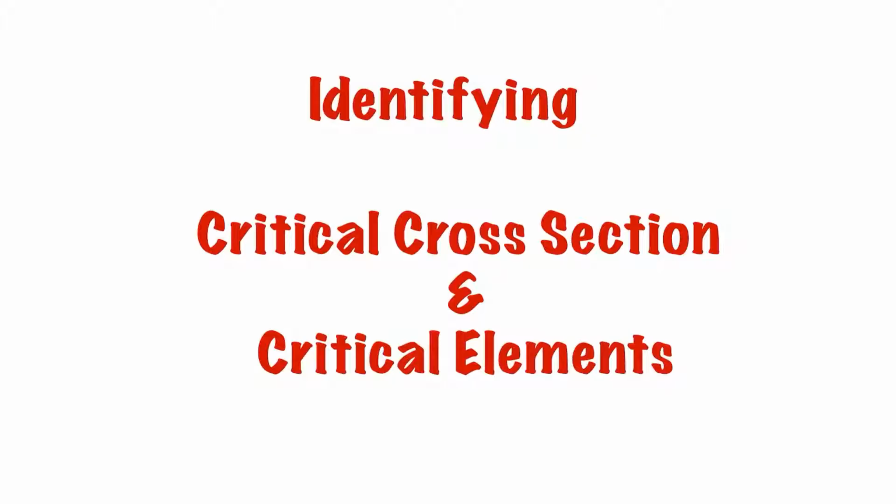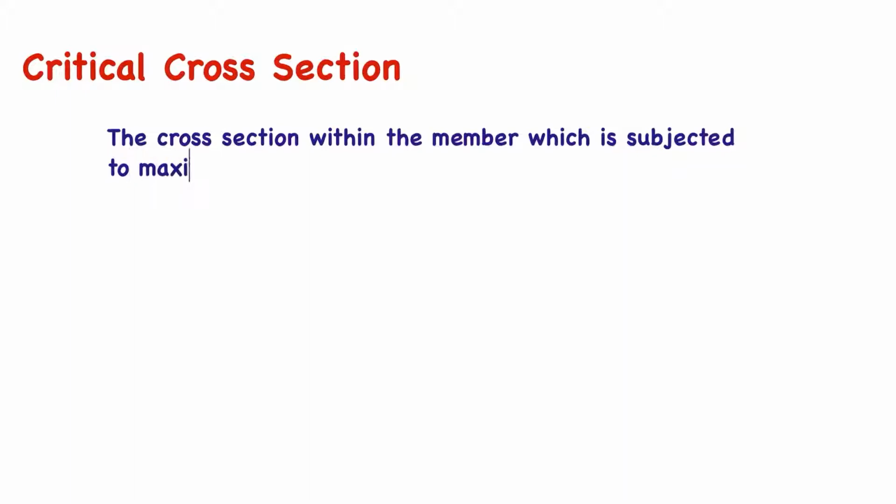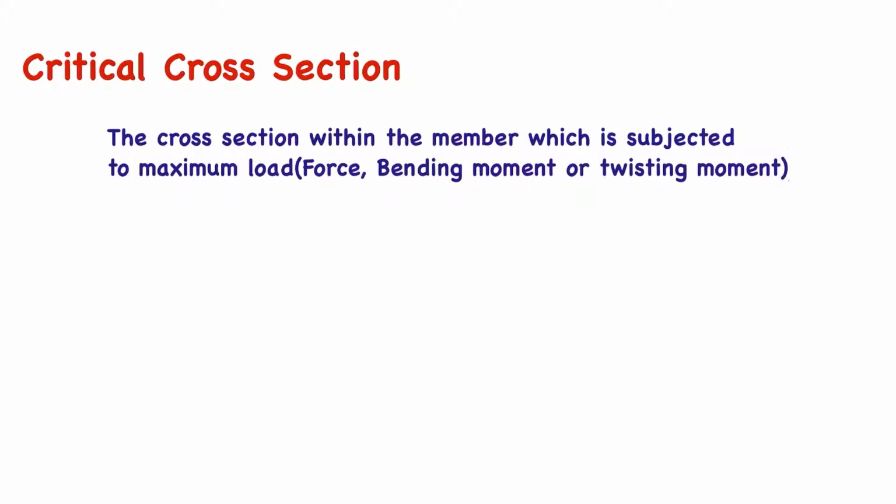So we have to identify where the cross-section is critical and where the element is critical. So we'll be understanding these terms in detail. So let's jump into this concept. So critical cross-section means, in any member subjected to load, the cross section located where it is subjected to maximum load. When I am saying load, it may be force, bending moment or twisting moment. So whichever cross section within the member is subjected to maximum load, it is known as critical cross section.